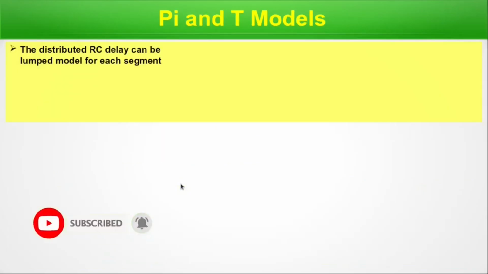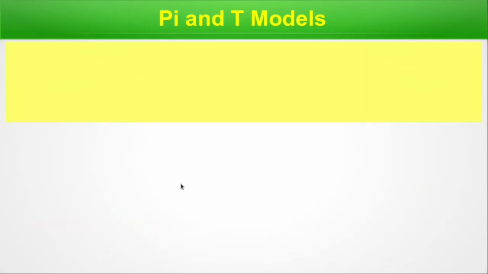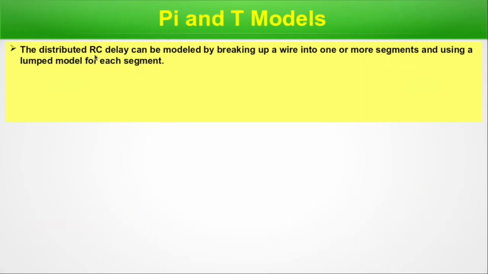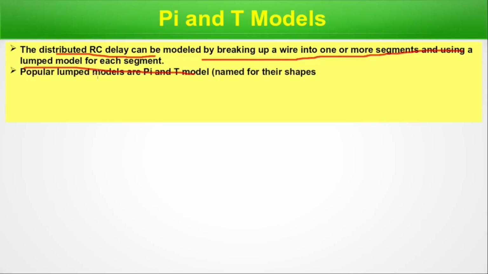Pi and T models. The distributed RC delay can be modeled by breaking up a wire into one or more segments and using a lumped model for each segment. Getting a solution to the distributed RC delay model is complex and tough, so we approximate it by a simpler form of RC network. Next, popular lumped models are Pi and T models, named obviously after their shape. There is another model, the L model, which is not a really good approximation. That's why we have not included it here.